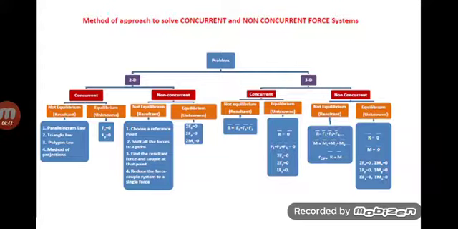In concurrent, to find the resultant, this is the equation. When we consider a 3D problem, we use vectors because it will be very difficult without them. So the resultant vector R equals F1 vector plus F2 vector plus F3 vector here. Like that, to find the unknowns, that is the method shown in that figure.